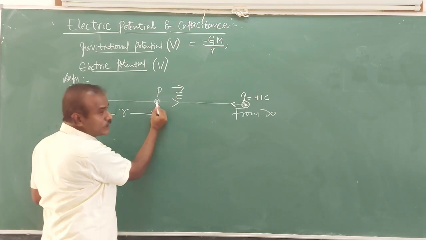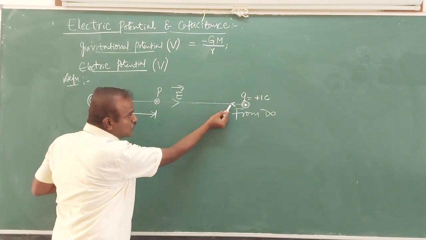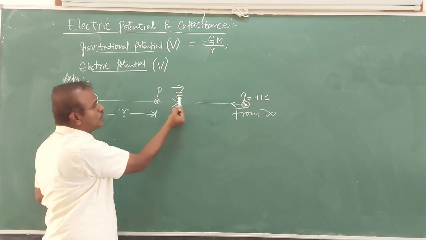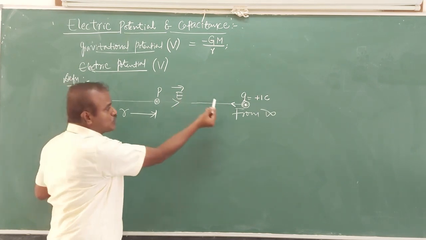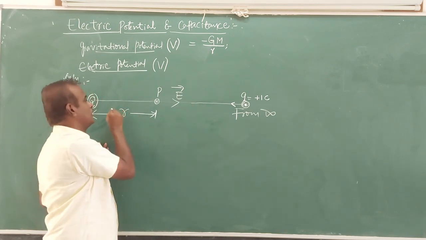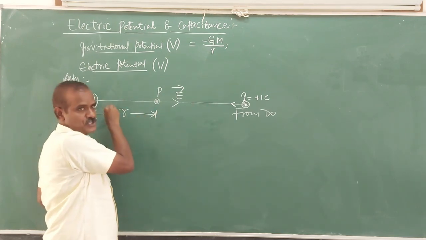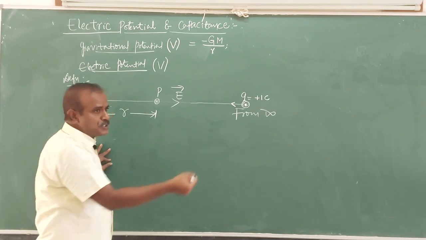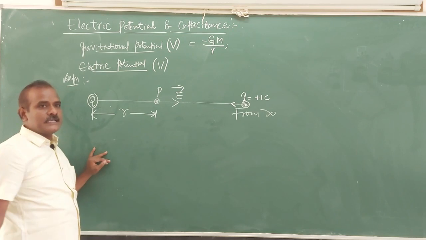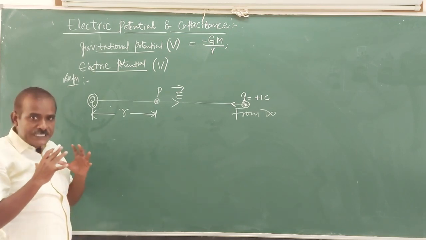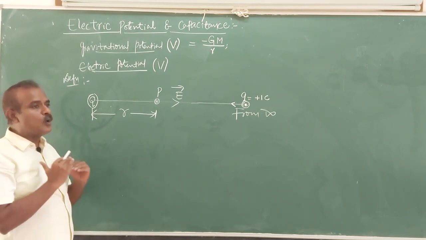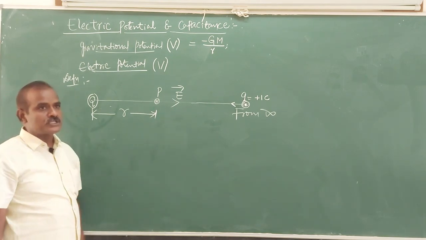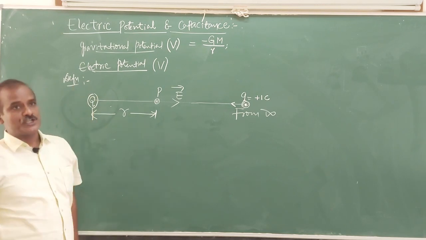The charge is moved up to here. But while moving, it should face opposition due to the electric field of the discharge. So, in spite of the opposition, if you are able to move the charge, then you are putting in effort. So you are spending energy. That energy will be accounted for, and how much energy you have spent per unit positive charge is referred to as electric potential.